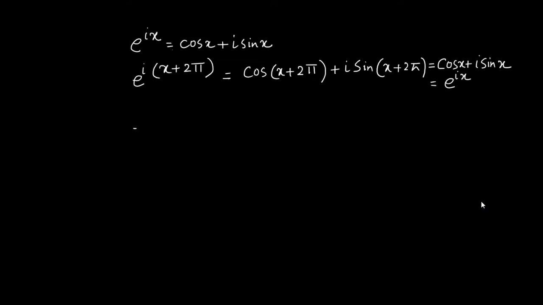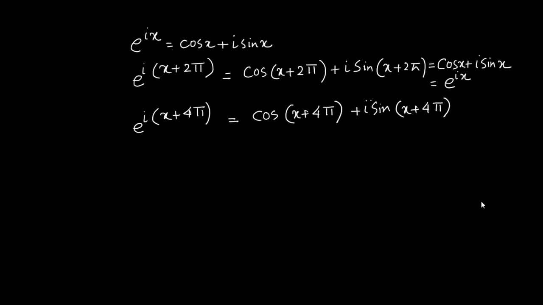Okay, fine. Let us see what e to the power i(x plus 4 pi) is. Similarly, this can be written as cos (x plus 4 pi) plus i sine (x plus 4 pi), and that will be equal to cos x plus i sine x, again. So that means again e to the power ix.